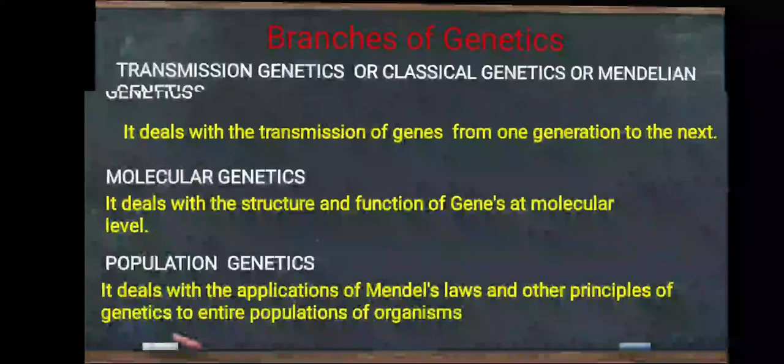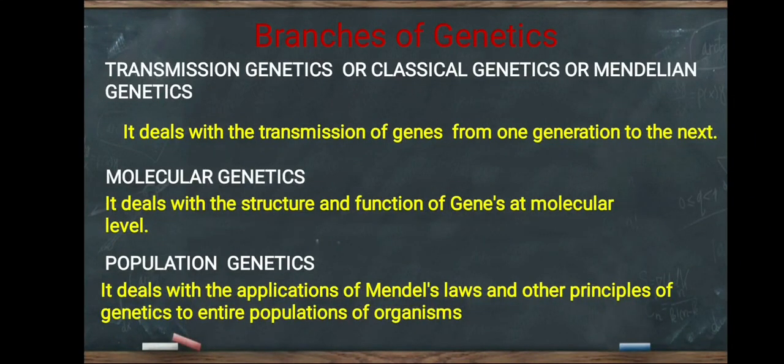And there are mainly three branches of genetics. One is called transmission genetics, also called classical genetics or Mendelian genetics. The second one is molecular genetics. And the third one is population genetics. The transmission genetics deals with the transmission of the genes from one generation to the next generation, or from parents to the offspring. So how these genes are transmitted from parents to the offspring, that branch of genetics is called transmission genetics.